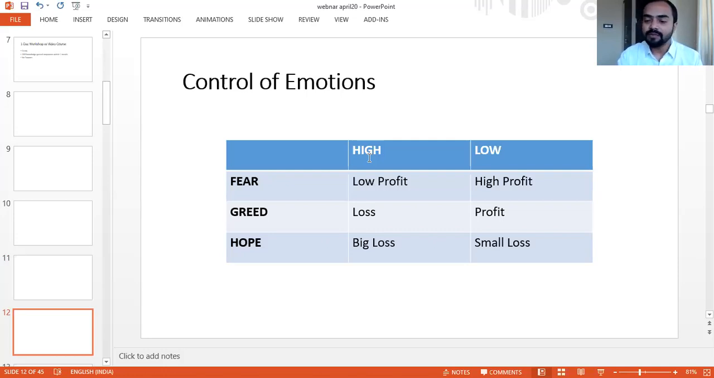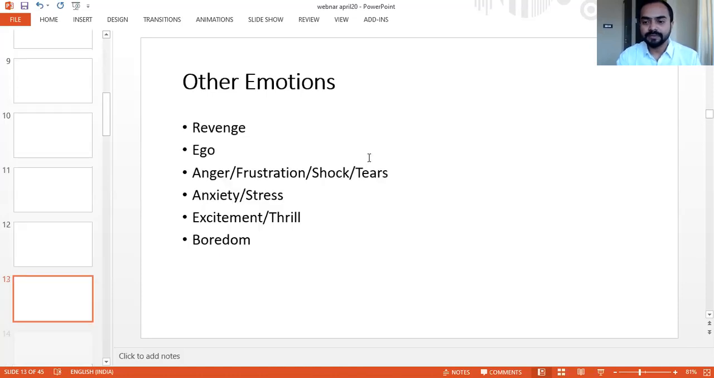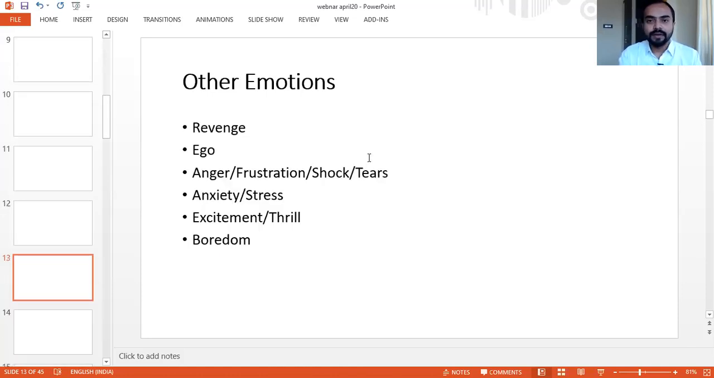Next part is the other emotions which come into picture. Other emotions which are revenge. If you make a loss, then you take the next trade immediately because you now want to take revenge with the market. And when you take revenge with the market, your loss will increase. So you should not take revenge with the market.